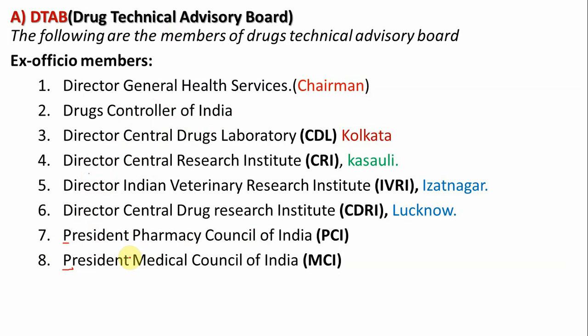It is very easy to remember. Just remember 6D and 2P. In 6D, 5 are directors. One is Drug Controller of India. First director is Director General Health Services. Then Drugs Controller of India. Then Director of CDL. Director of CRI. Then Director of Indian Veterinary Research Institute. Then Director of CDRI. Then President of PCI and President of MCI. These are the ex officio members of DTAB.